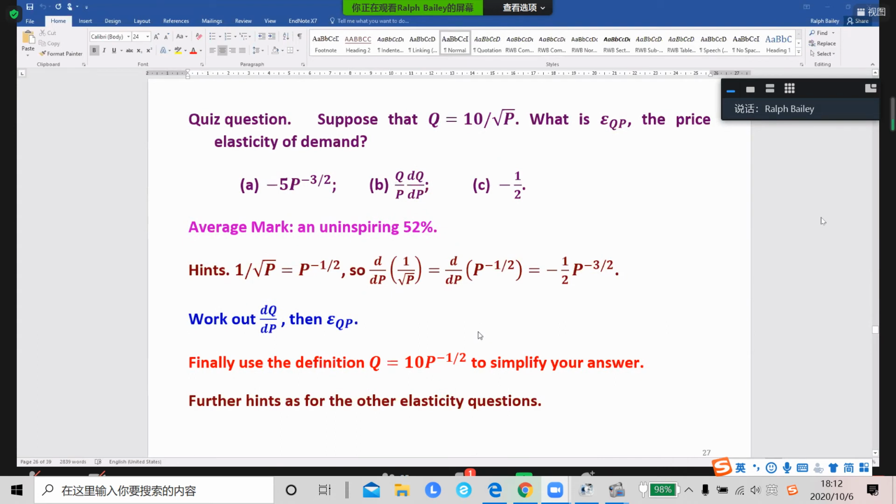Again, in the past, this question's only scored 52%. But between you and me, it's again a rather simple case. It's 10 divided by the square root of p. But the square root of p is p to the half. And 10 divided by the square root of p is 10 times p to the minus a half. So I've given you some pretty broad hints here. Otherwise, you can use the ones on the screen.